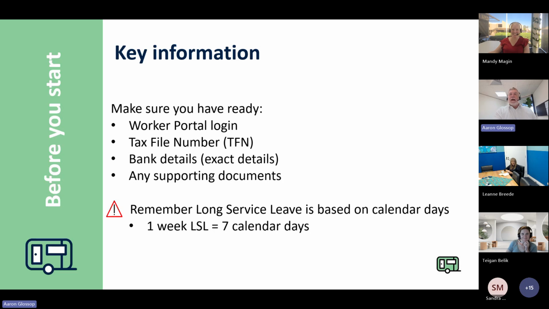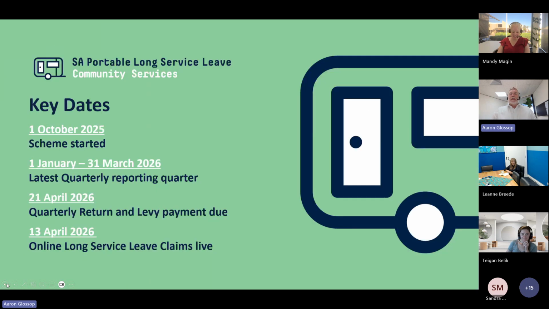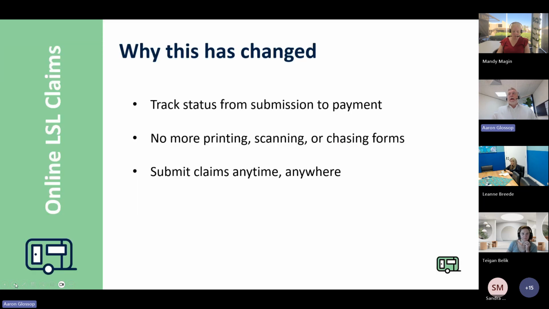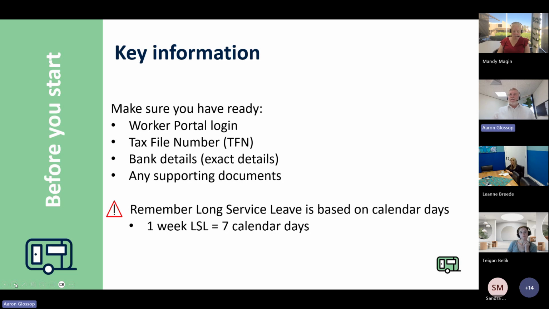My apologies to everyone. You haven't missed anything when it comes to the slides. I'll just go back to show you where we started. So that essentially was the key dates page, just overseeing those scheme start dates and the reporting timeframes, and the why we have made this change slides, essentially talking about the reason why we've made this change and making it easier for the worker and the employer to undertake the process. And that key information that everyone needs up front: the worker portal login, the TFN and the bank details.